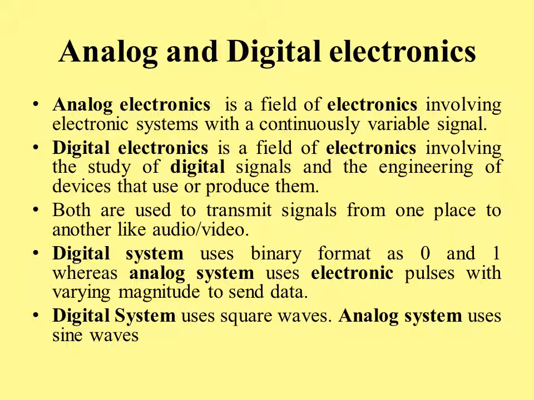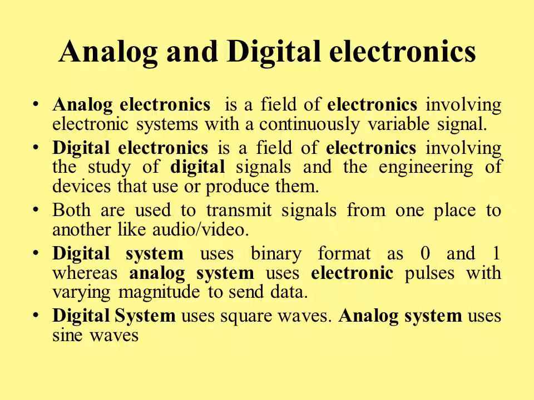However, both are used to transmit signals from one place to another. It can be audio, video, anything. Digital systems always use binary format as 0 and 1. It is either a low state or a high state, whereas an analog system uses electronic pulses with varying magnitude to send data. So, in a better way we can say digital systems use square waves and analog systems use sine waves.